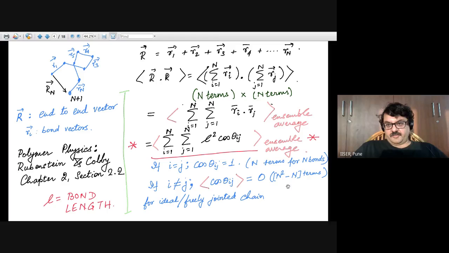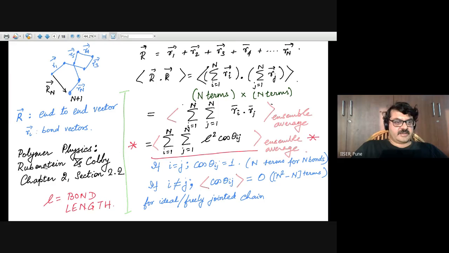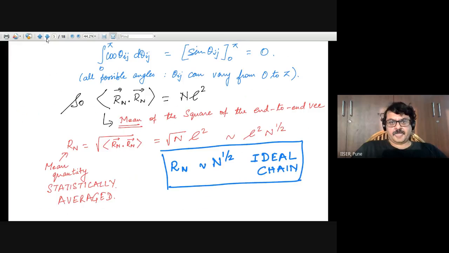So I have mentioned this here. So basically, what you have is Rn dot Rn average. There are n terms, and each term is of magnitude L square, which is the bond length. And all of this is well described in the book on polymer physics by Rubinstein and Colby, chapter 2, section 2.2. And this is absolutely taken from there.